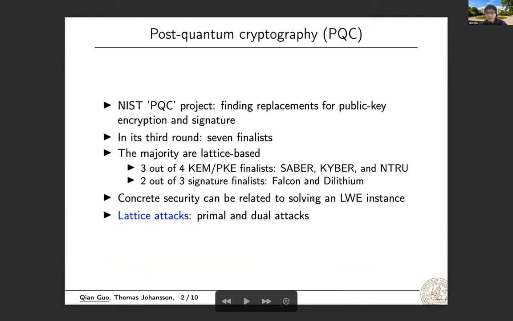I will start with the NIST PQC project. Now we know that we are in the third round. We have 7 finalists selected and the majority are lattice-based. For these lattice-based schemes, the concrete security can be related to solving an LWE instance. The most relevant attacks are lattice reduction attacks, including primal and dual attacks.